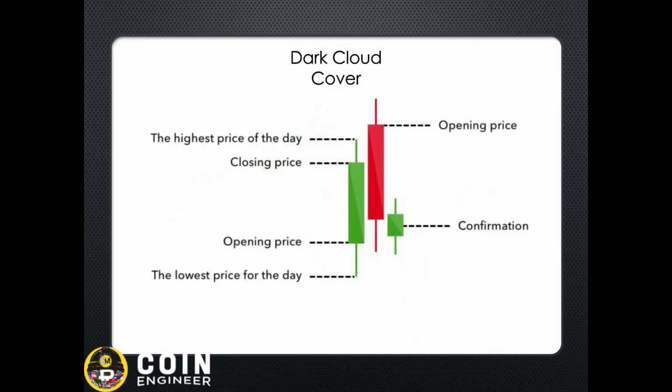The dark cloud cover candlestick pattern indicates a bearish reversal. It contains two candlesticks, a red candlestick that opens above the previous green body and closes below its midpoint. It signals that the bears have taken over the session and they are pushing the price sharply lower.